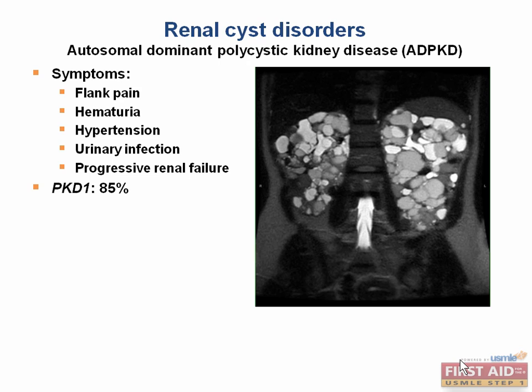Therefore, you can imagine that a mutation in this protein may cause cells to proliferate in a disorganized fashion and form renal cysts rather than renal tubules. 15% of cases are caused by mutation in PKD2, which codes for a protein called TRPP2. The pathophysiology here is similar because TRPP2 and polycystin-1 are part of the same pathway.